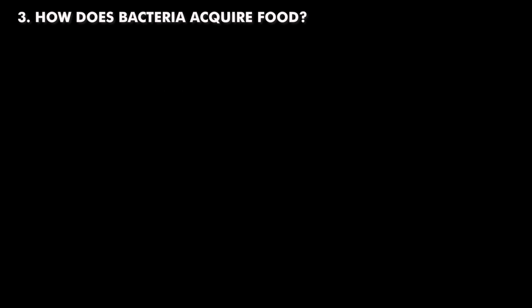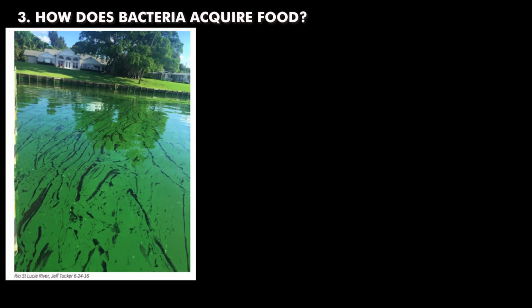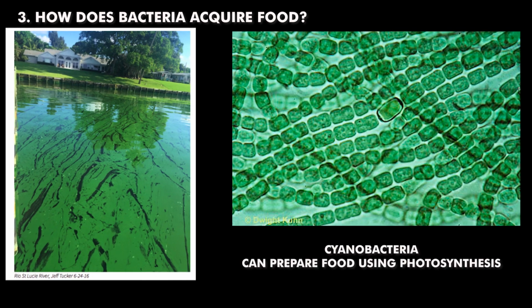Question 3. How does bacteria acquire food? There are various ways bacteria can acquire food. There are some bacteria which have chlorophyll pigment and thus prepare their food by photosynthesis. Cyanobacteria is a photosynthetic bacteria.